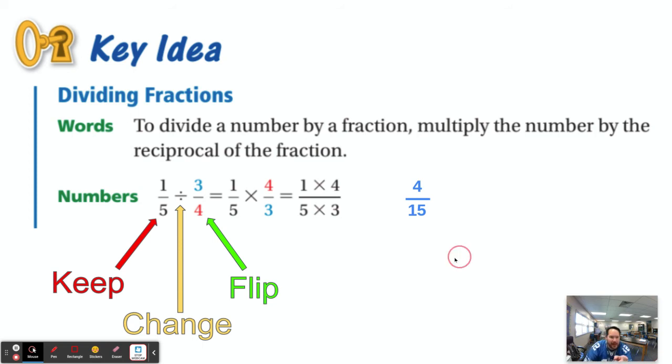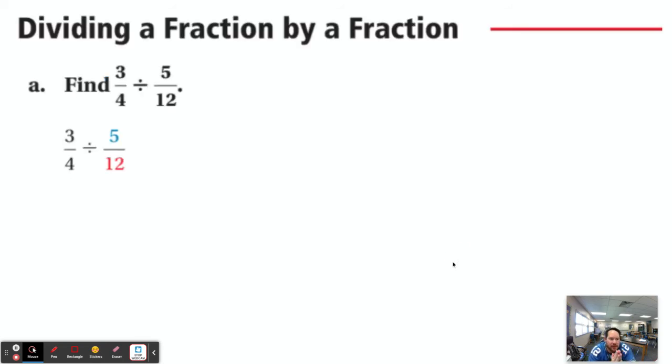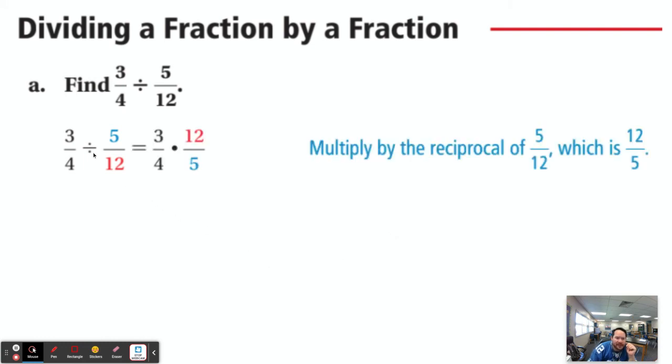Okay, now it's your time to practice. Here we go. Try to divide 3/4 by 5/12. Good luck. Okay, let's see how you did. So your first step should have been to rewrite this. You keep the 3/4, you change the division to multiplication, and you flip the 5/12 to 12/5.